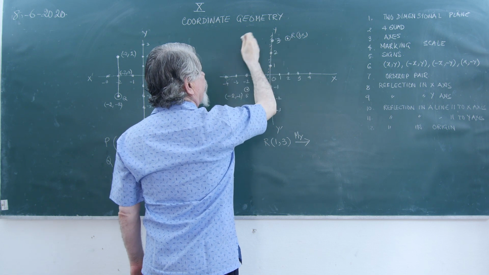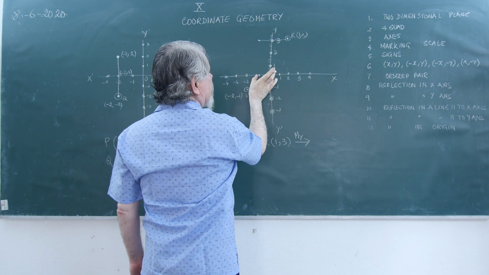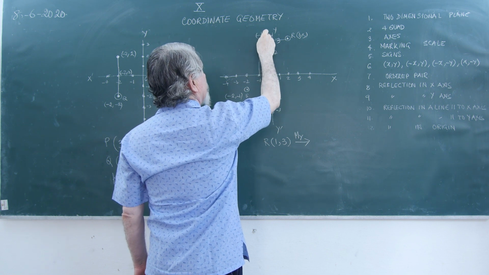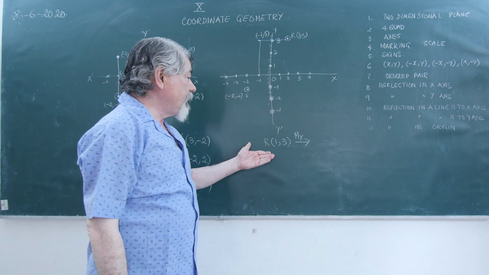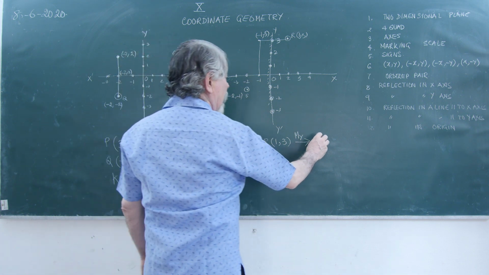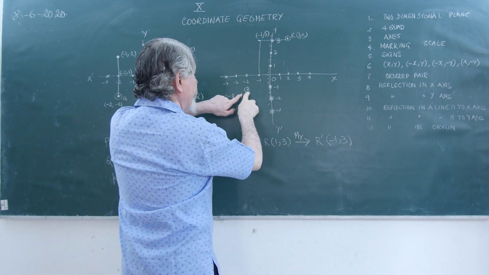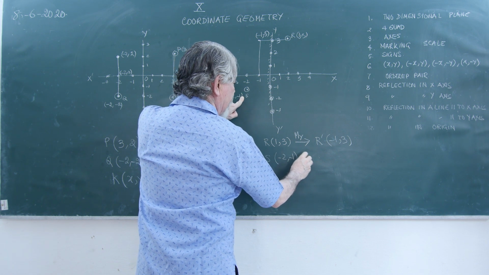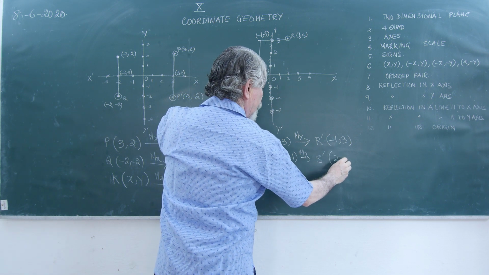So obviously when it is reflected, it will come to here. It is coming from the first to the second quadrant. It is 1, it will come to -1. So -1 and 3. The sign of the x coordinate will change. R dash will become (-1, 3). Similarly, if I am reflecting a point S(-2, -1) in the y-axis, the sign of the x coordinate will change. It will become (2, -1).